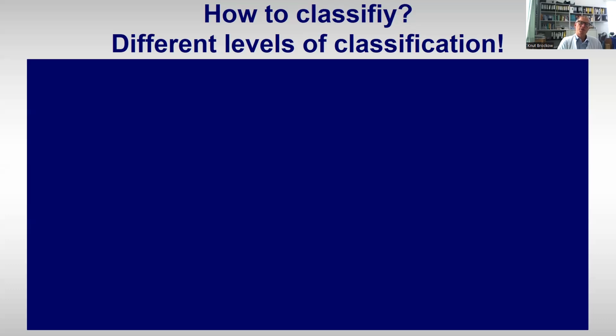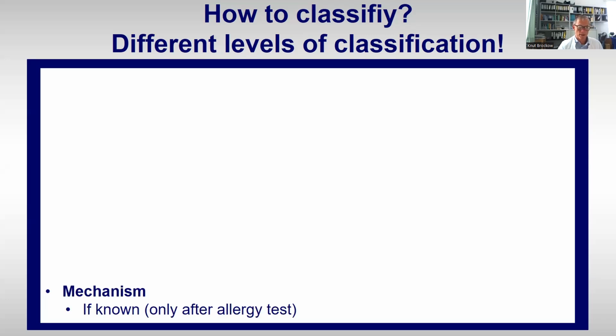And now is a question, if you have got a patient with drug hypersensitivity, how do you classify? And that is not always easy because there are different levels, dimensions of classification, and each of these levels or dimensions has got its meaning and some value to it. The mechanism, and here I would like just to show it at the last stop, is not very useful in the beginning because you know the mechanism only at the end after you have made your allergy diagnostics and not before.